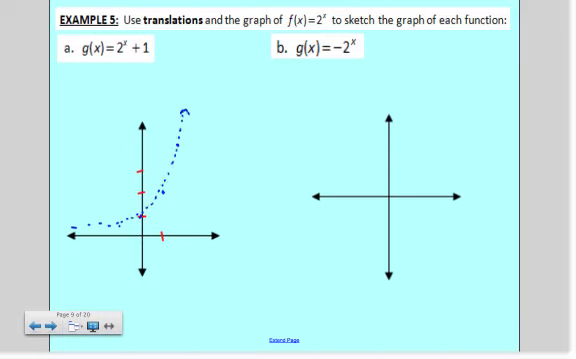And maybe put a 1 here and a 2 there. Okay, that is f of x. That's our parent function. f of x equals 2 to the x. That's our parent function. And so what is g of x going to do?